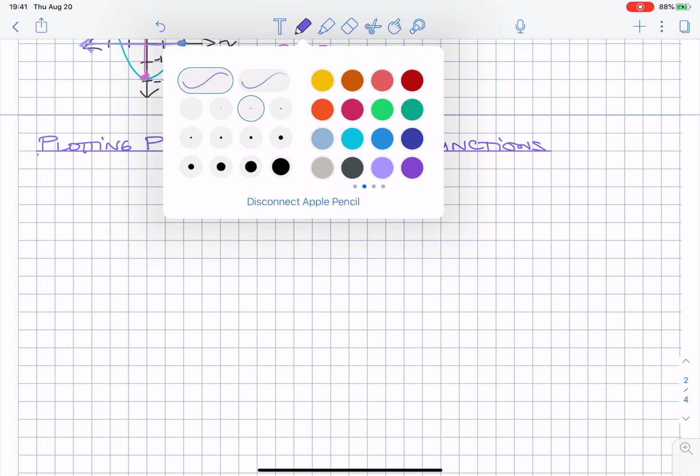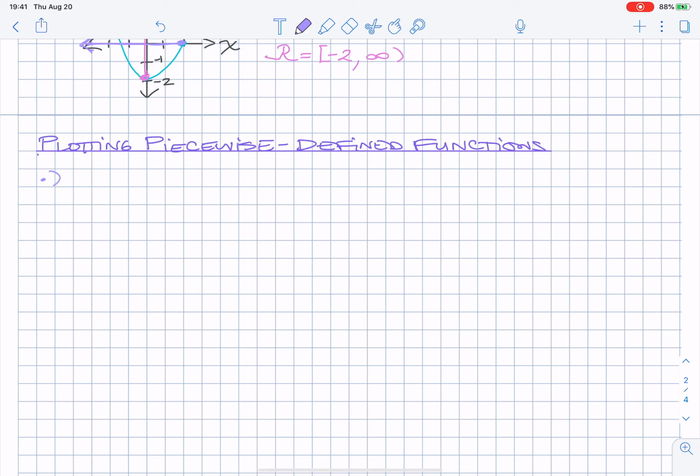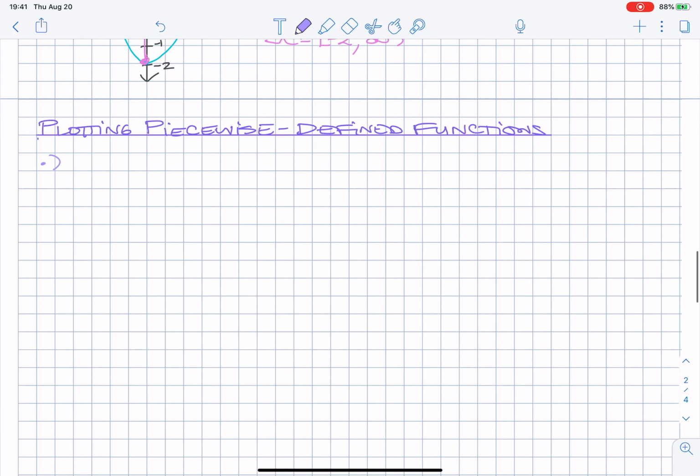Okay, so number 1. The first thing we want to do is list all graphs as distinct functions.